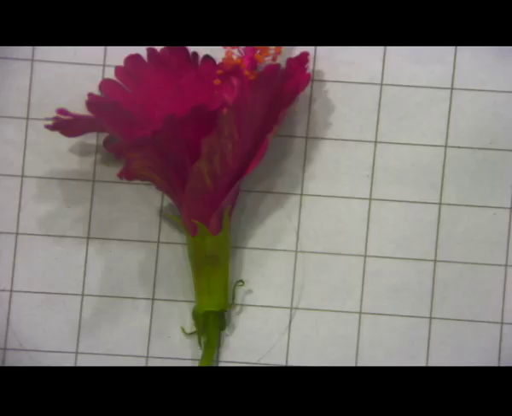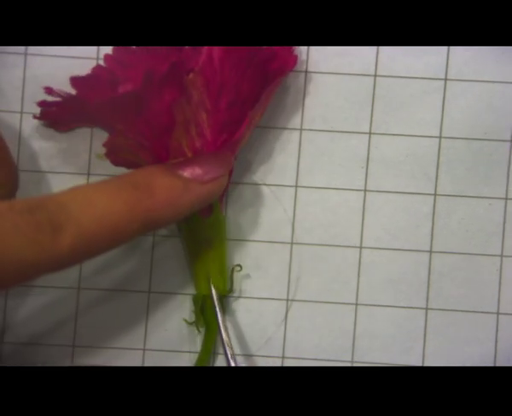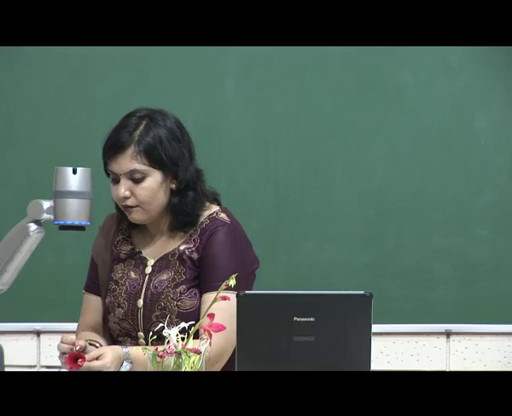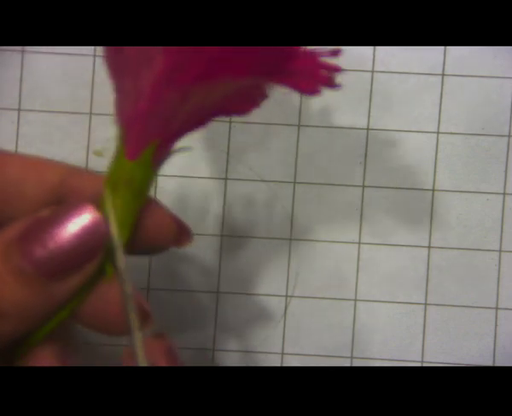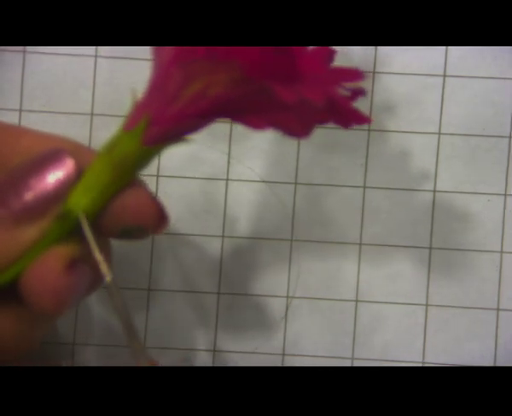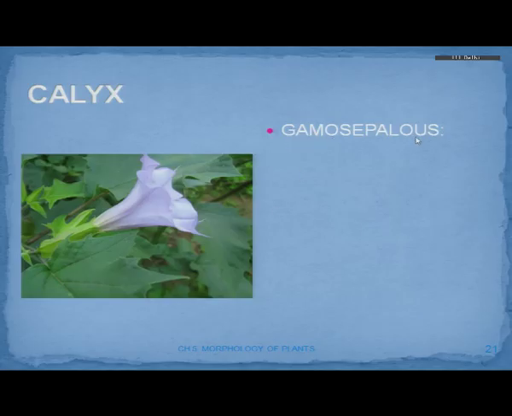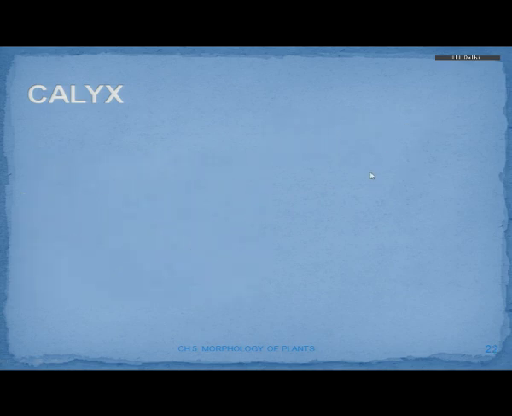Again the flower of China rose. Here you can see that the sepals have been fused. They are free only at the tips, but below the tips they are fused to make a tube. Such a condition makes the flower gamosepalous. Gamosepalous means sepals fused. Example, China rose.